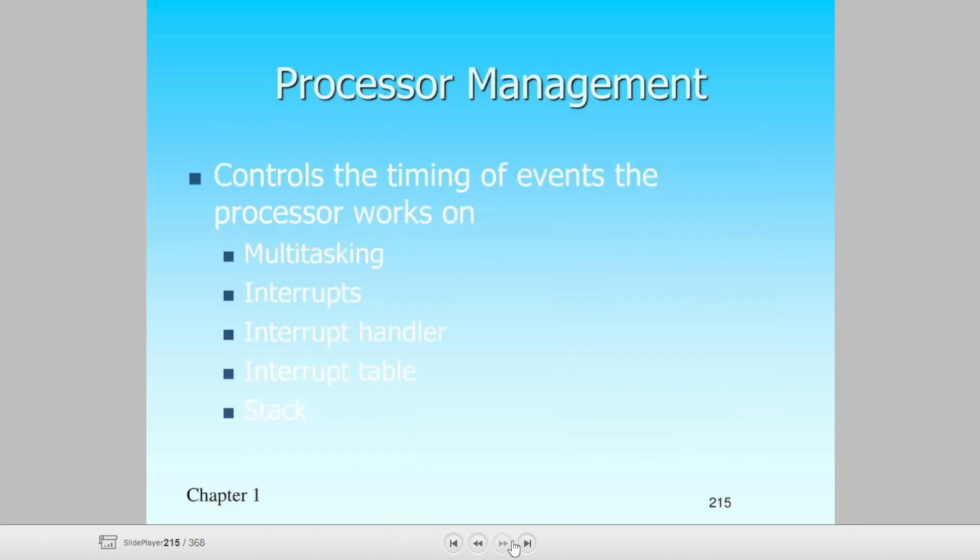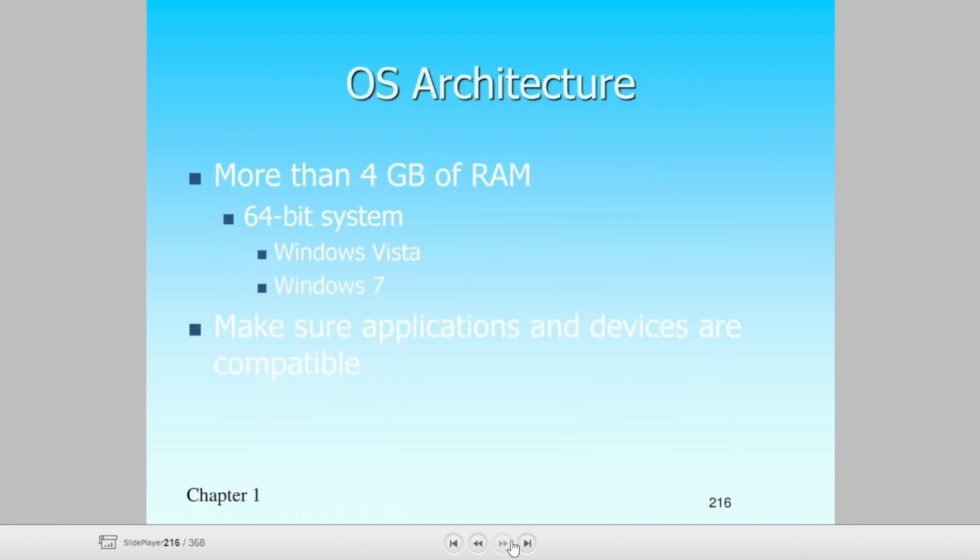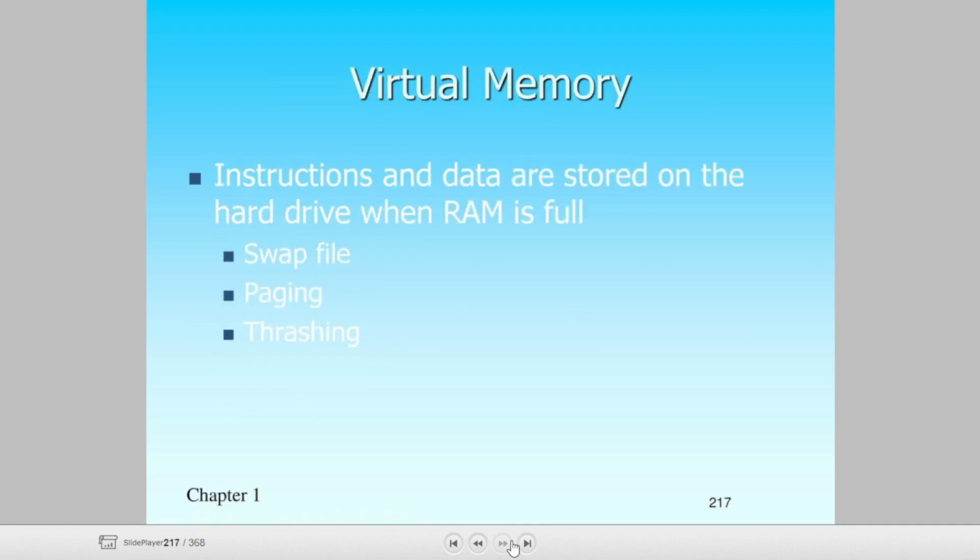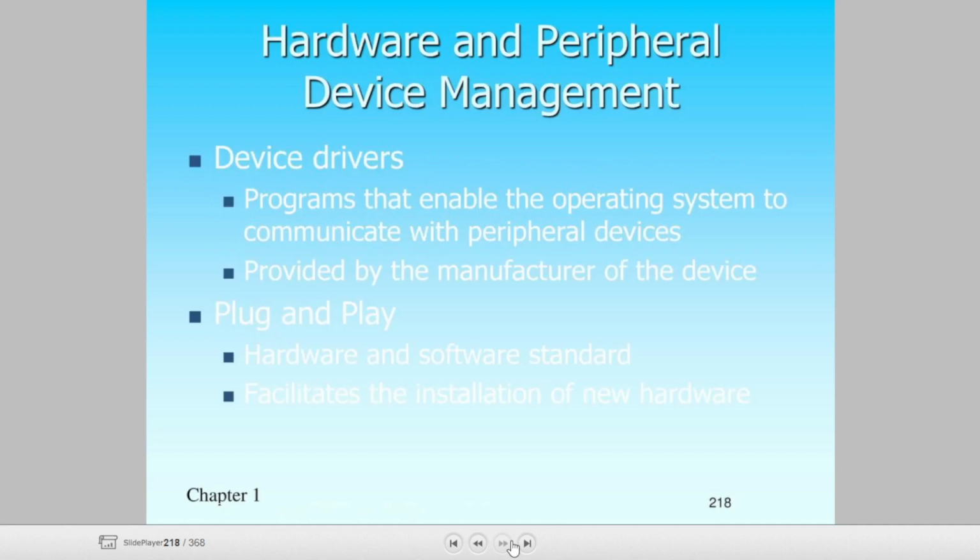Process management controls the timing and event process, and works on multitasking, interrupts, interrupt handler, interrupt table, and stacks. Operating system architecture: more than 4 gigabytes of RAM needs a 64-bit system, like Windows Vista and Windows 7. Make sure applications and devices are compatible. Virtual memory: instructions and data are stored on the hard drive when the RAM is full. Swap file, paging, and thrashing.